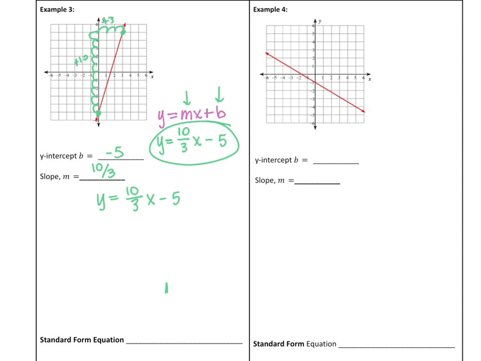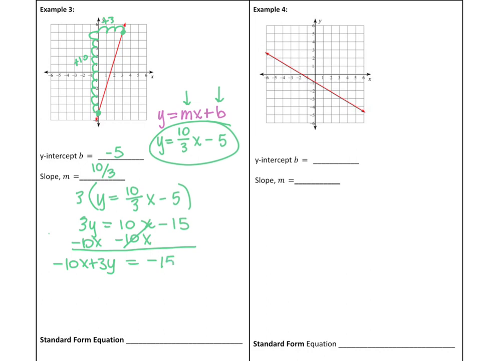Okay, and the first thing I need to realize is, we have a fraction for our a value. So I'm going to multiply by the denominator, which is 3, which is going to mean I have 3y equals 10x minus 15. Okay, now let's put the x and the y on the same side. I'm going to subtract 10x on both sides. Now it's not over here, and I have negative 10x plus 3y equals negative 15.